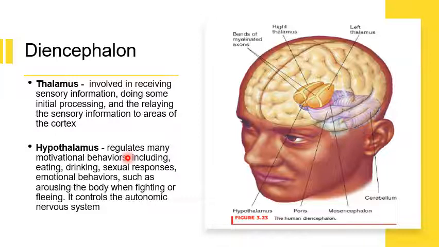The hypothalamus regulates many motivational behaviors. You have eating, drinking, sexual responses, emotional behaviors such as arousing the body when fighting or fleeing. So it controls the autonomic nervous system. So damage in the hypothalamus might have implications to our emotional behaviors, our eating habits, and so on.